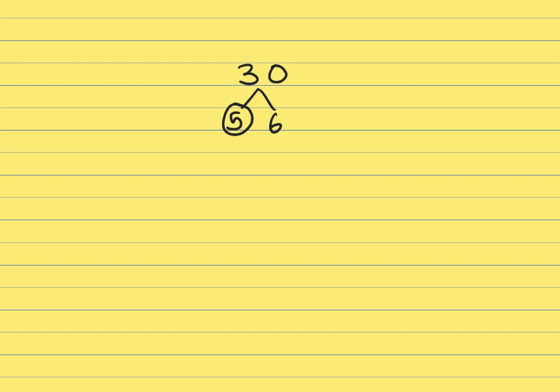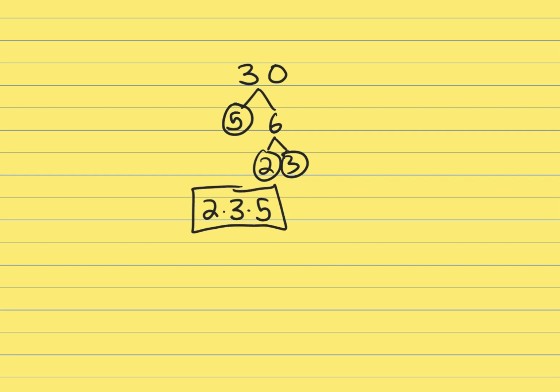6 isn't prime, so I'm not going to circle it. Factors of 6, 2 and 3. Circle, circle. I have a 2, I have a 3, and I have a 5. That's all I have. That's the way this needs to be written. It's not 2 squared. There's only one of each of them. You don't have to put it. And you never have to put a 1. 1 is kind of always understood to be there.